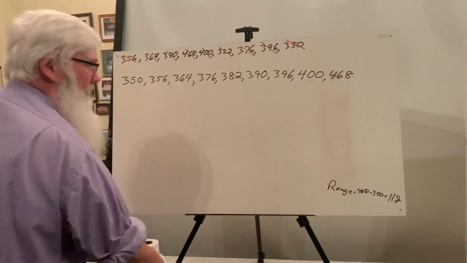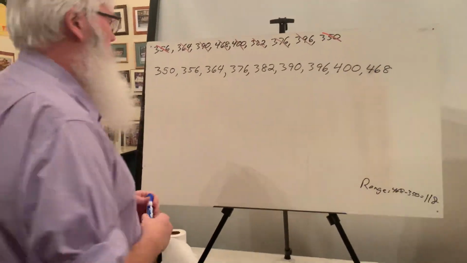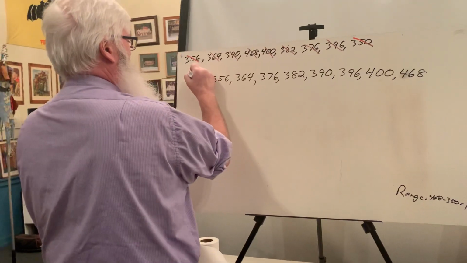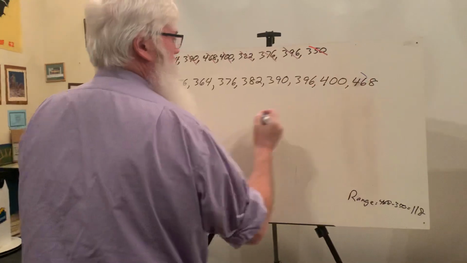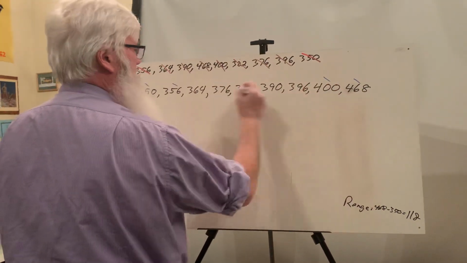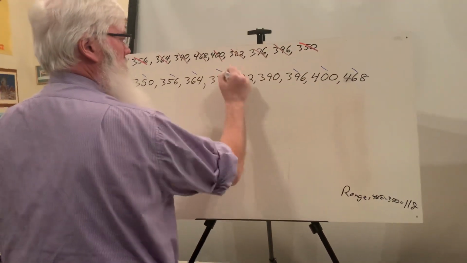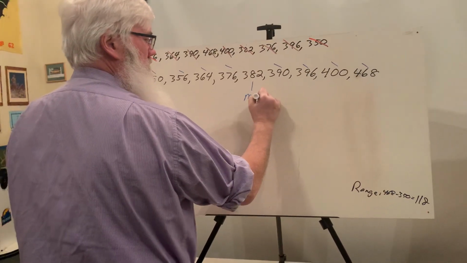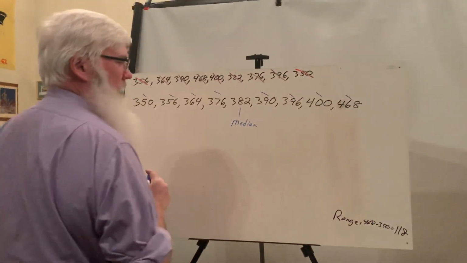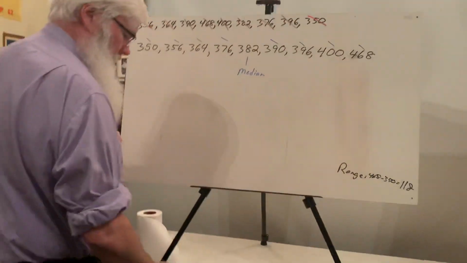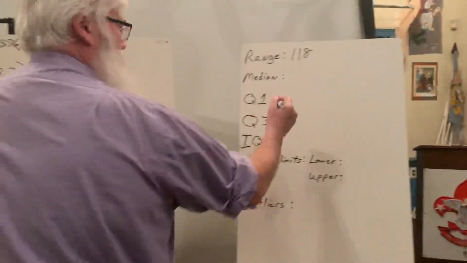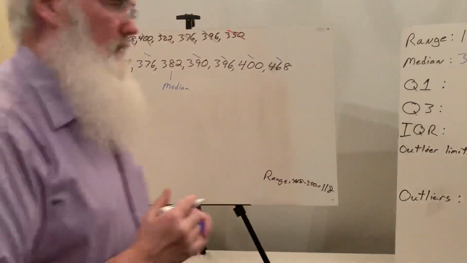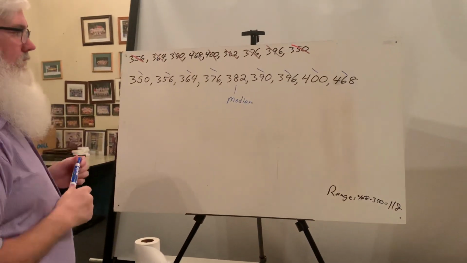All right, so now we're going to find the median of our data. So we're going to start by crossing out our highest and our lowest until we get to our middle. And look at that. Our median is 382. So I'm going to write that over here on this board as well. 382 is our median. Okay, fantastic.